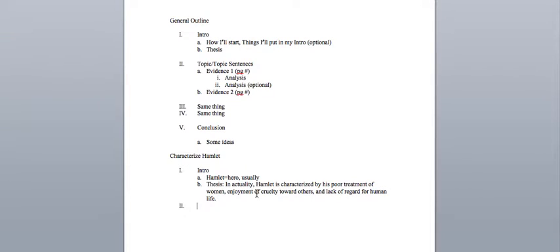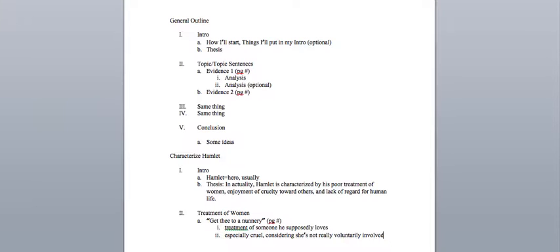All right, let's dig into the body paragraph. So as you can tell by my thesis, my first topic is going to be about treatment of women. And my first piece of evidence is going to be talking about that scene with Ophelia with Get Thee to a Nunnery, where he's super mean to her. And I would put the page number in there. And I'm going to talk about how this is his treatment of someone he supposedly loves, right? And also it's especially cruel considering she's not really voluntarily involved in anything that's happening, right? She's like a victim of this whole thing.